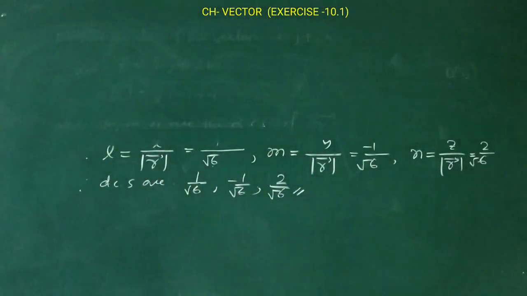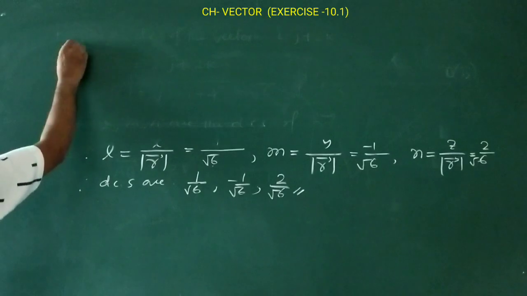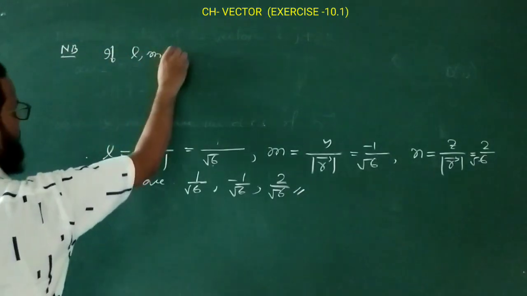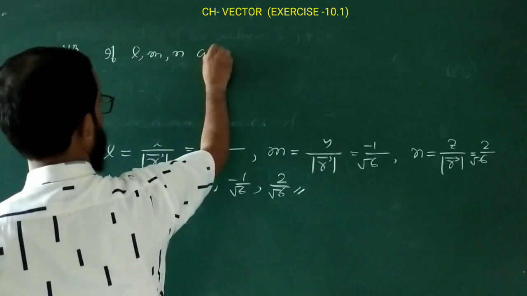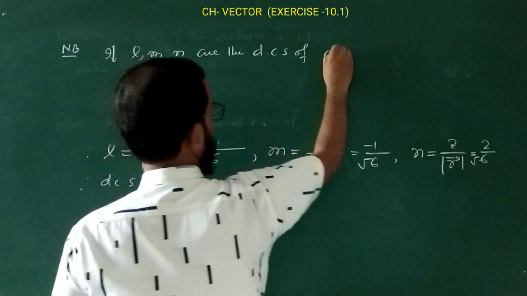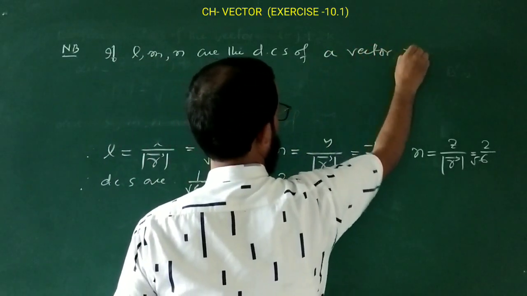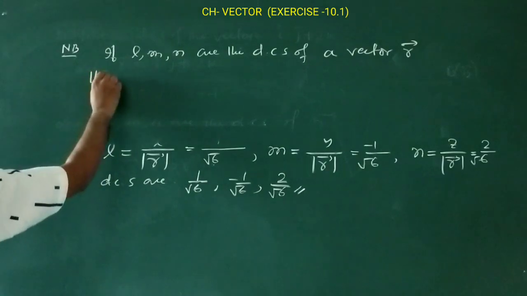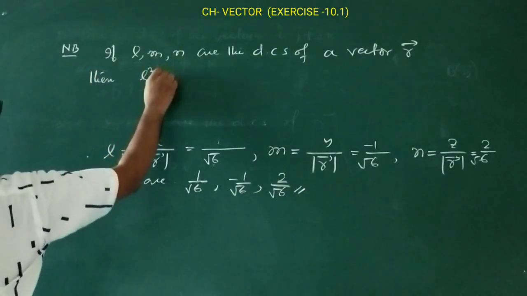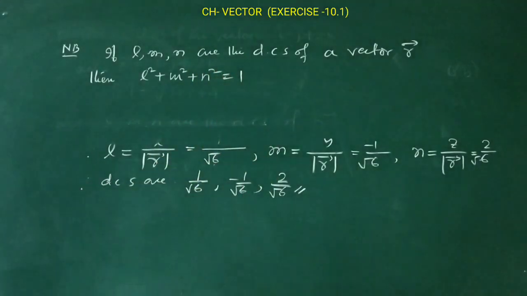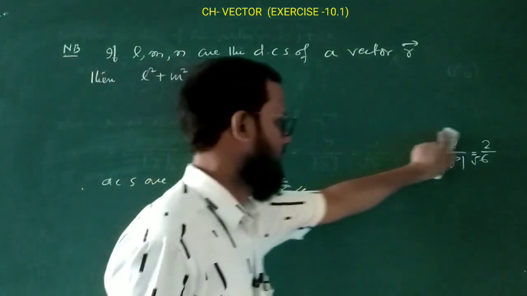Now, a very important note: if l, m, n are the direction cosines of a vector R, then we know that l square plus m square plus n square is equal to 1. We know this.